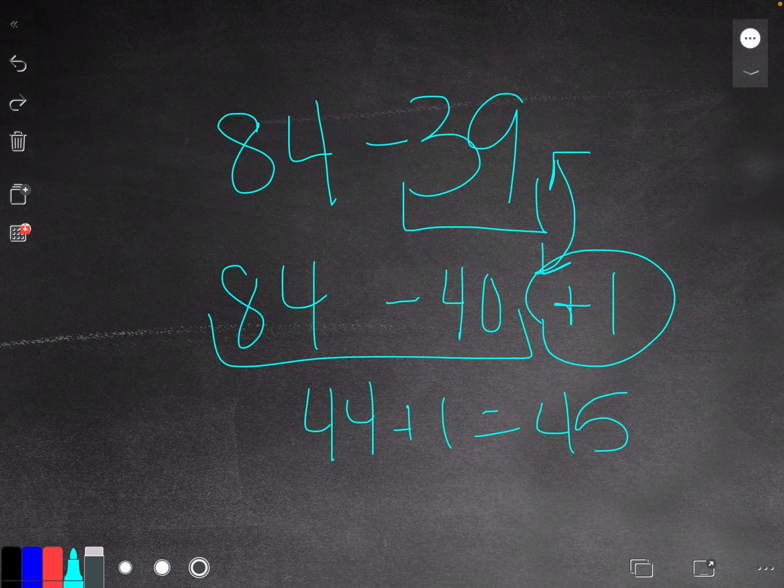We'll look at some addition strategies next.